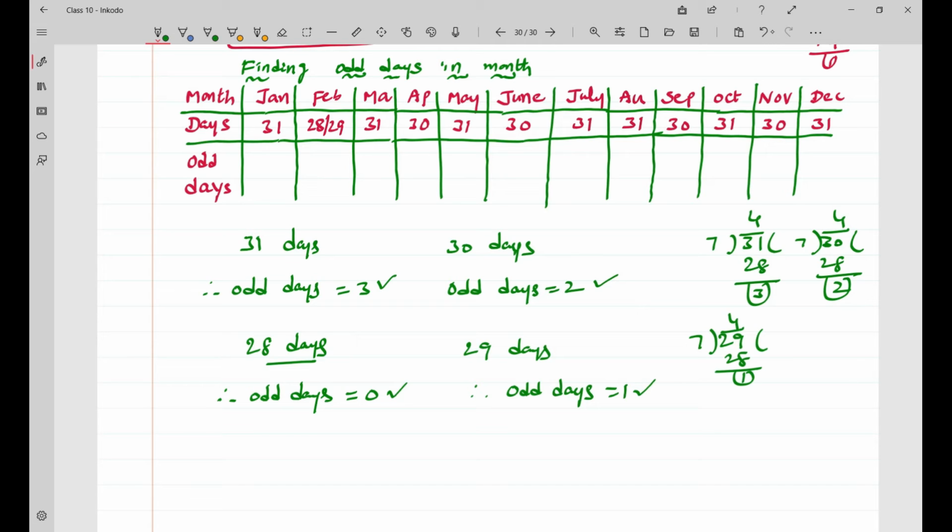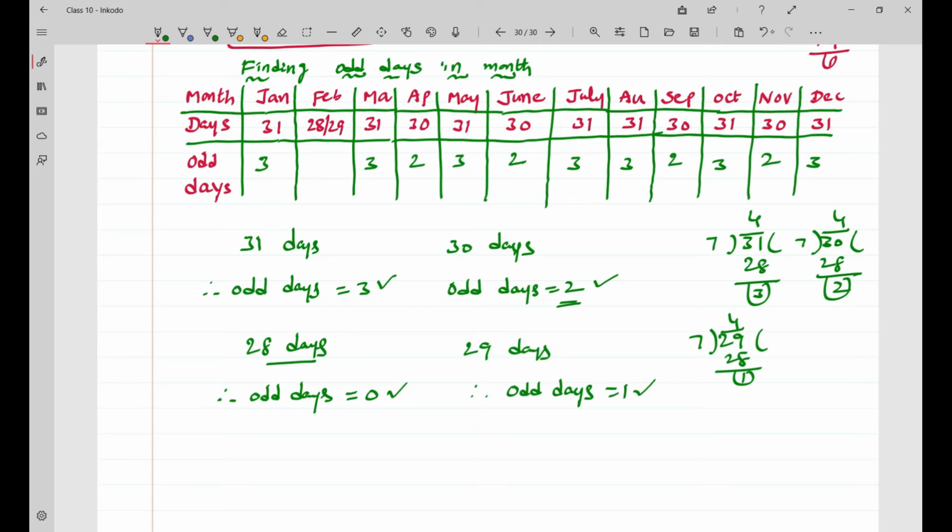When there are 31 days, there are 3 odd days. That's why I am writing here 3, 3, 3. Here also 3, here also 3. When there are 30 days, we got odd days 2. So I am writing here 2, 2, 2, 2.